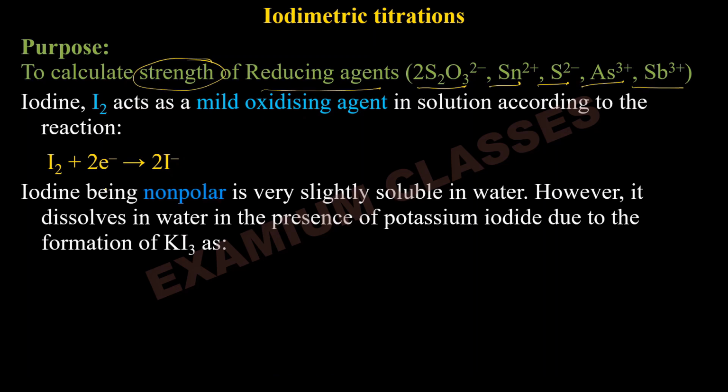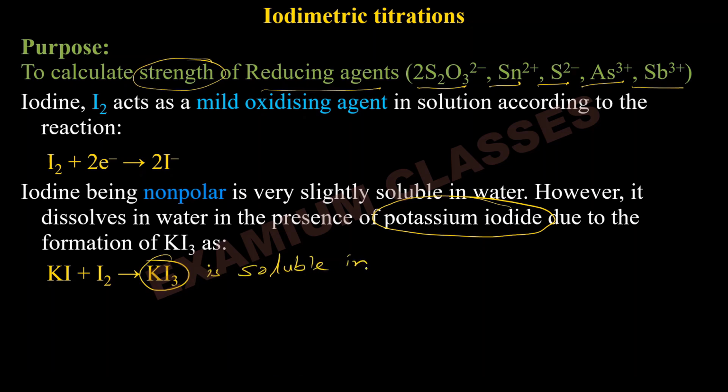For that, we add a little amount of potassium iodide. When we add potassium iodide, then iodine gets converted to KI3, and KI3 is soluble in water because it is polar. And still iodine is available because this reaction is actually a reversible reaction. So KI3 will give you iodine. Whenever iodine is consumed, this iodine will be produced again by KI3.